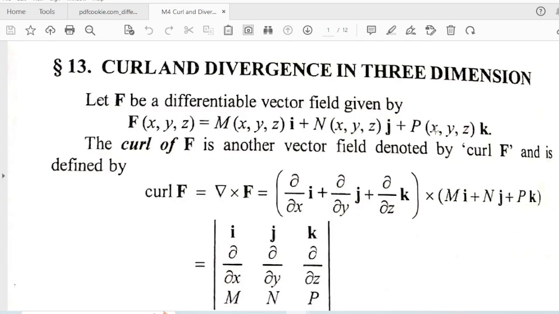So good morning students. In this topic we'll be discussing curl and divergence in three dimensions. So let f bar be a differentiable vector field, f bar equal to f bar of x, y, z equal to m i cap plus n j cap plus p k cap. Then the curl of a vector field f bar is denoted by nabla cross f bar.